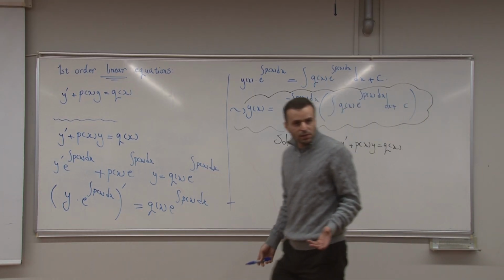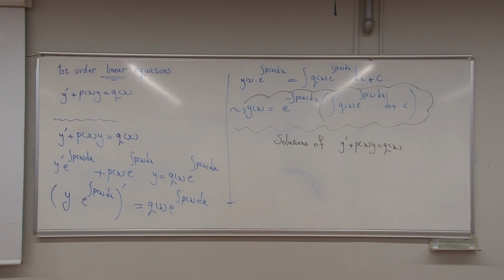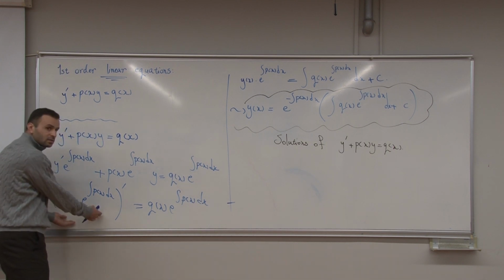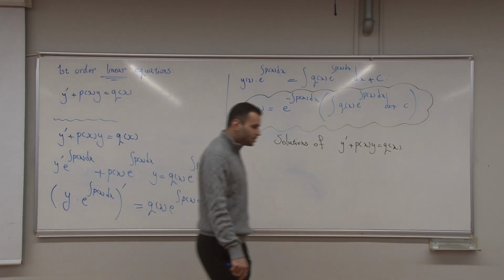Do we need to memorize this? Not at all. We just need to understand what is happening. And what is happening is this: on the left hand side, we multiply it with something such that we can have this. Okay, let's see some examples.